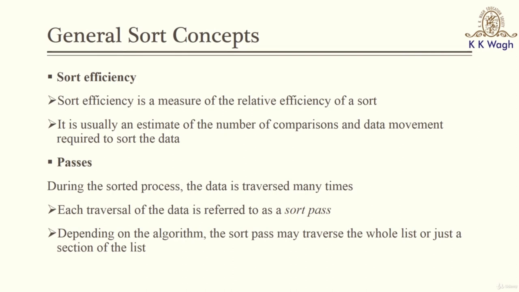Next is the passes. During the sorting process, the data is traversed many times. Each traversal of data is referred to as a sort pass. Depending upon the algorithm, the sort pass may traverse the whole list, that is the complete data, which is already stored in an array or a linked list or any other data structure, or just a section of the list. There are algorithms which traverse the complete list per pass, or only a part of the list.